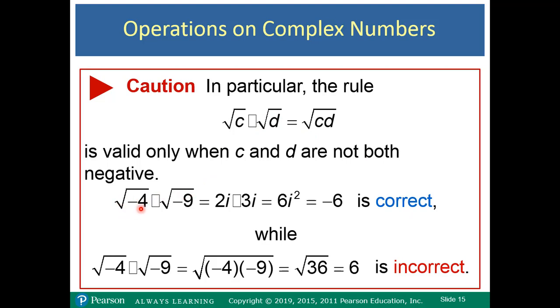So you're going to want to change this to i times the square root of 4, which is 2i. And this is going to be what? 9i, and excuse me, 3i. And then 2 times 3 is 6i squared, because you've got two i's. i times i is i squared. And now i squared is -1, which gives us a -6. Okay, so be very careful with this.